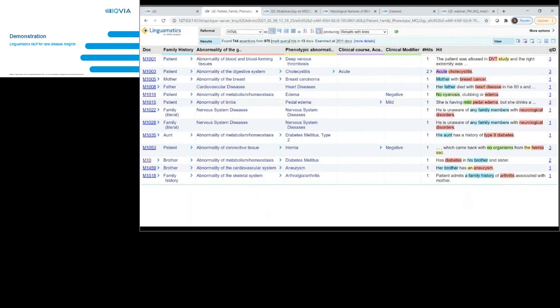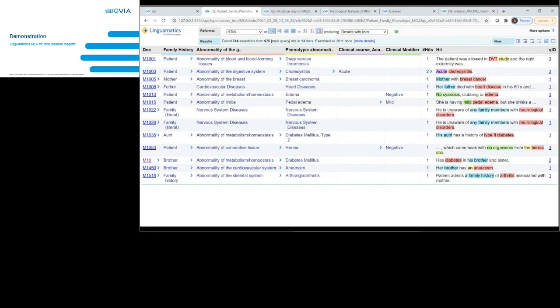So in addition to extracting the phenotypes as well as the patient or family terms, we are also extracting a clinical course, which is looking for terms such as acute, chronic, etc., and clinical modifier, which is looking for terms such as negative, mild, moderate, severe, and so on. Note that these two columns here are optional, so the phenotypes and the family terms will still be extracted regardless of whether there is a mention of a clinical course or a clinical modifier.